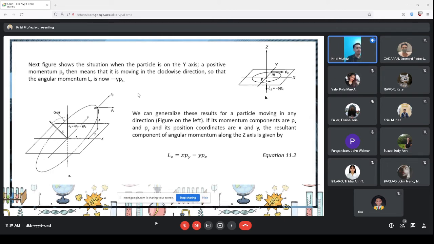So we can generalize these results for a particle. This is negative y p_x. So we can generalize these results for a particle moving in any direction. If its momentum components are p_x and p_y, and its position coordinates are x and y, the resultant component of angular momentum along the z-axis is given by L_z equal to x p_y minus y p_x.